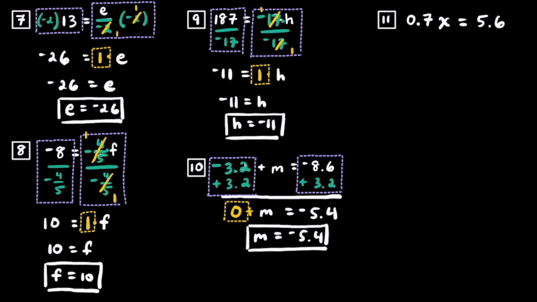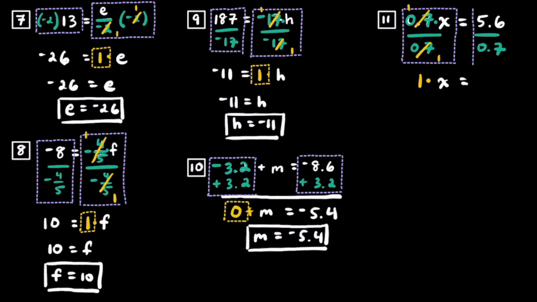For number 11, we have 0.7x is equal to 5.6. So the 0.7 is a coefficient, it's being multiplied by x, and to get rid of it, to get 1, we're going to divide both sides by 0.7. On the left side, when we write 0.7x over 0.7, what should work out is that this 0.7 and 0.7 cancel out and make 1s. We're going to get 1 times x on the left side of the equation.